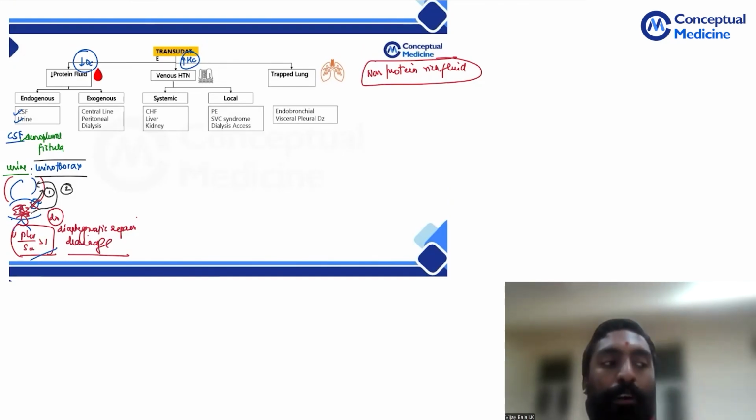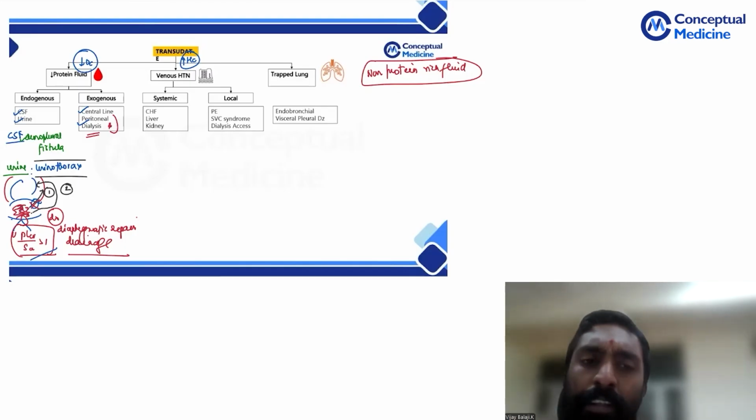There's a low protein fluid that you're giving from outside. Let us say there is a central line that is communicating with the pleura, so inadvertently you hit the pleura there. Then it can happen. Or peritoneal dialysis fluid. Very common whenever you are having a dialysis patient. In the current era, peritoneal dialysis is very much upcoming, and most centers are doing peritoneal dialysis. So this is a very, very common cause of a low protein fluid.